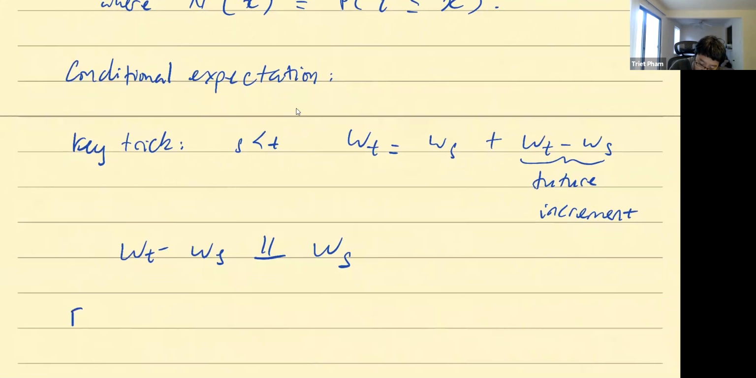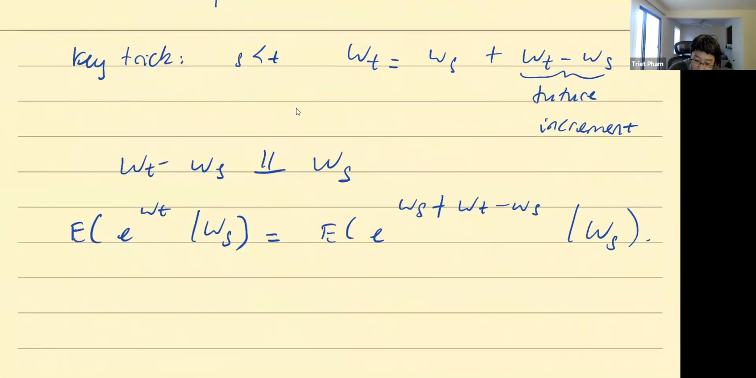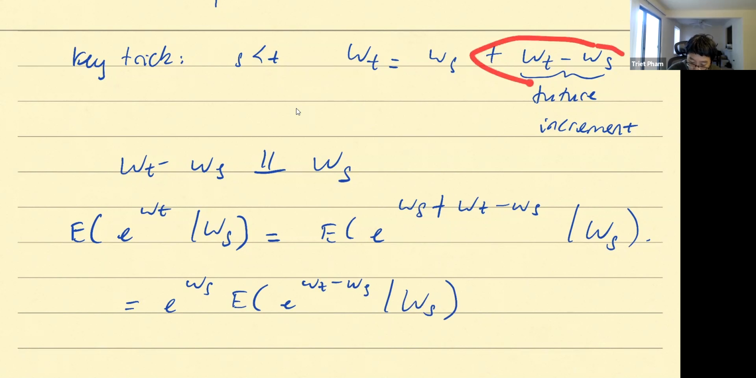So, for example, if you want to do something like this, always assuming S is less than T, then this is, again, remembering that the Brownian motion is known at time S. Anything involving that guy is a constant, so you factor it out. And do not factor out too much because this increment must stay together. This guy right here is what allows you to reduce conditional expectation into expectation.